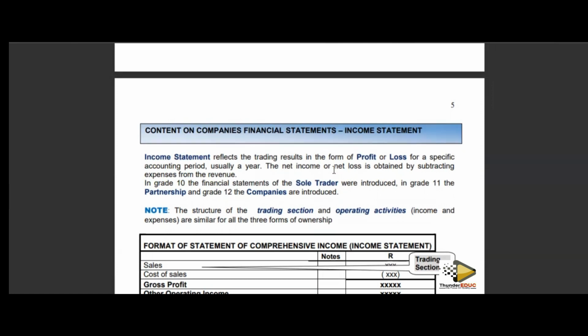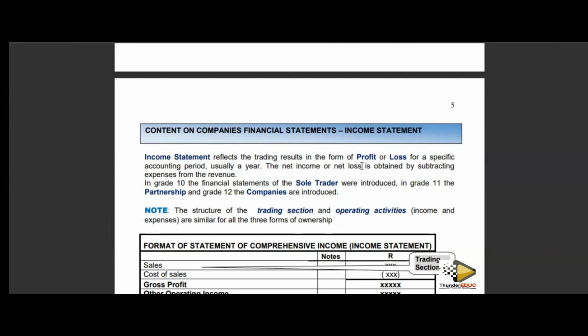Remember, by the way, we are going to first do the notes, where I explain to you. Then after that, we shall do a question which comes from the income statement. Now, we are saying the income statement reflects the trading results in the form of profit or loss.